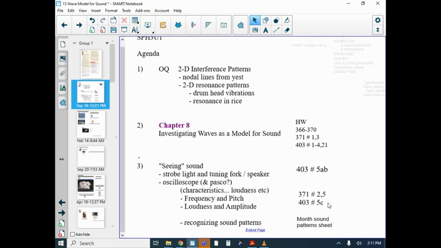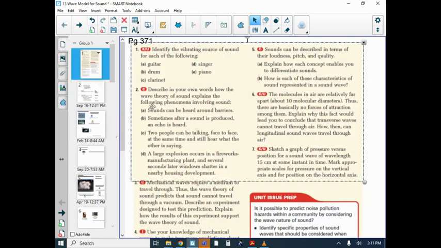So this page has focus, because sometimes I don't do all this material in one lesson. If I ever don't get through things, I would like to have the questions divided up. So basically the wave model for sound is those ones, and then seeing sound is these ones, and so on. So that's just why that little list is there. I have the questions on this page for you.